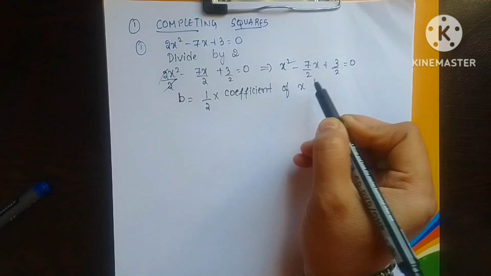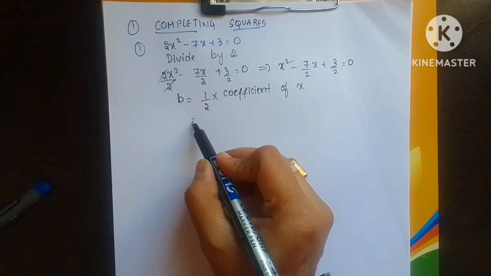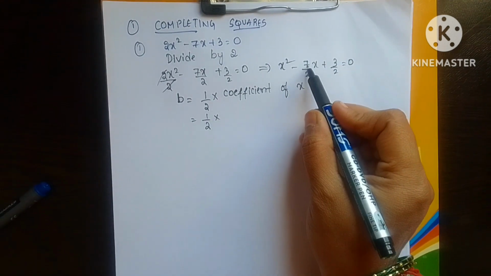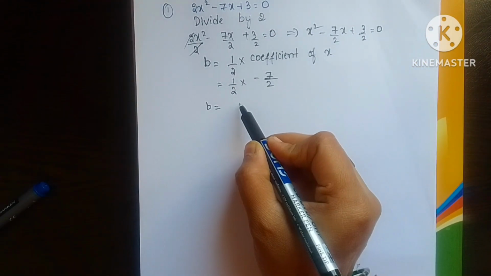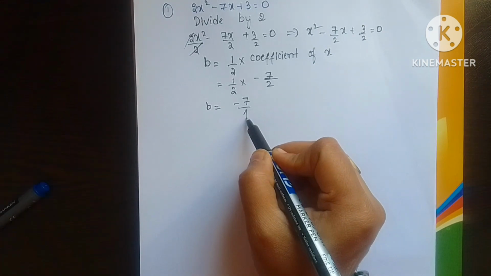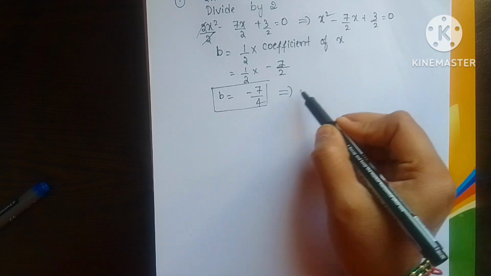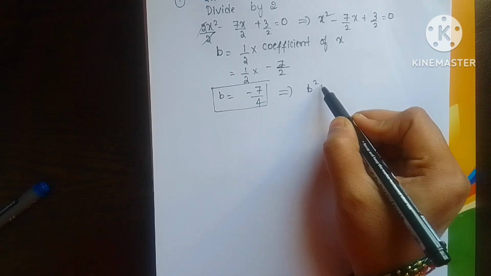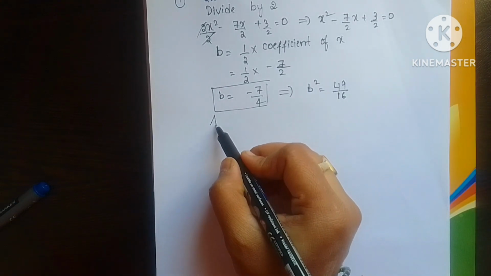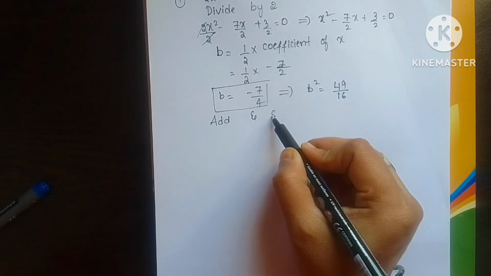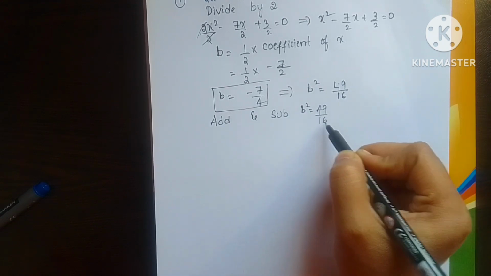Here what is the coefficient of the x? Minus 7 by 2. So 1 by 2 into coefficient of x is minus 7 by 2, so b is equals to 1 by 2 into minus 7 by 2, minus 7 by 4. b is equals to 7 by 4. Now what is the b square? b square is equals to 49 by 16. Now add and subtract b square is equals to 49 by 16.